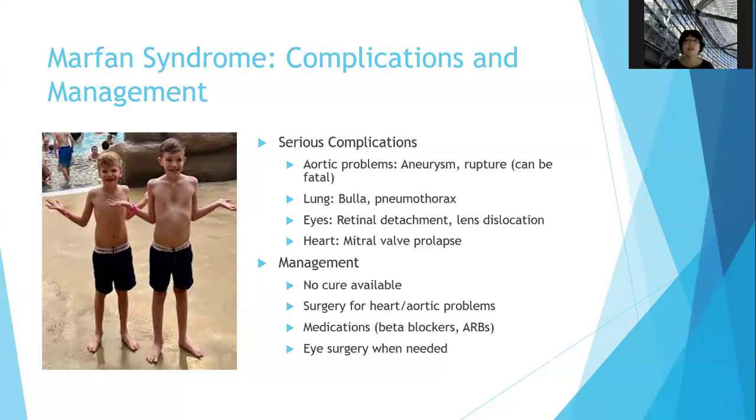The lung can have a bulla, which are little pockets of congealed tissue, and a spontaneous pneumothorax could happen. The what? Collapsed lung. You could have retinal detachment in the eyes because there's that connective tissue again, or lens dislocation. And in the heart, you could have mitral valve prolapse.